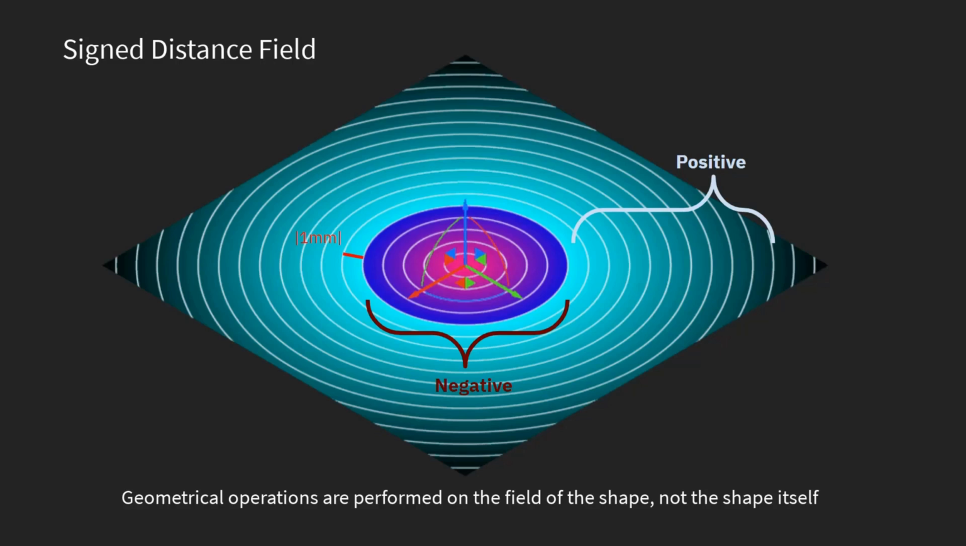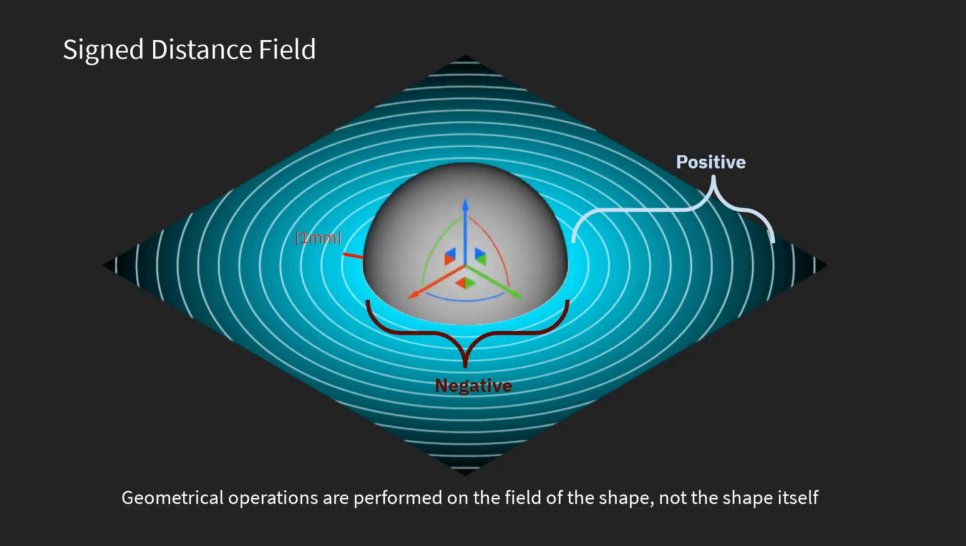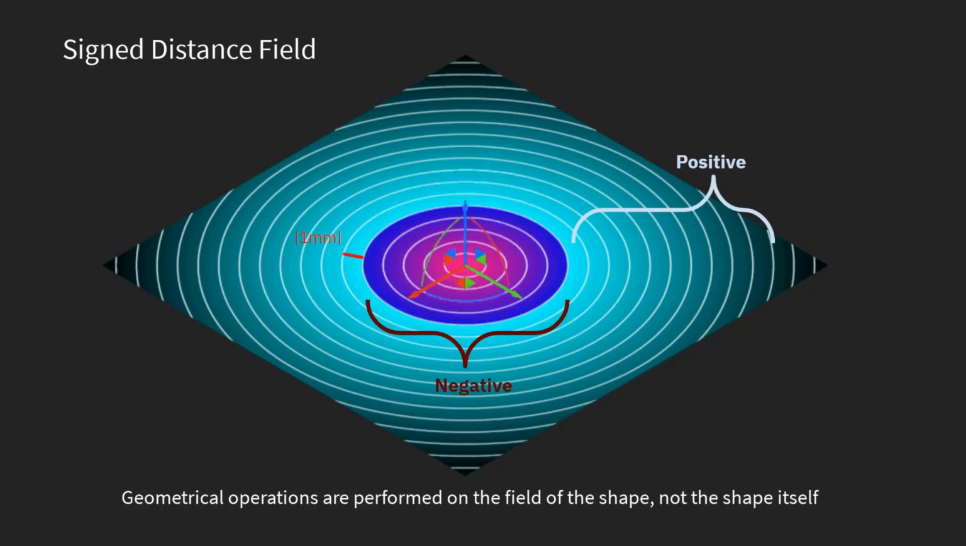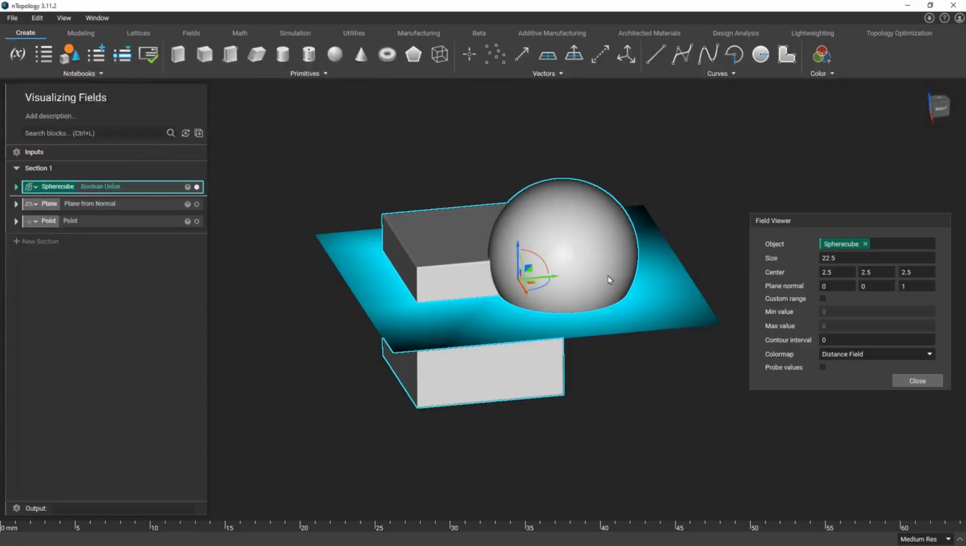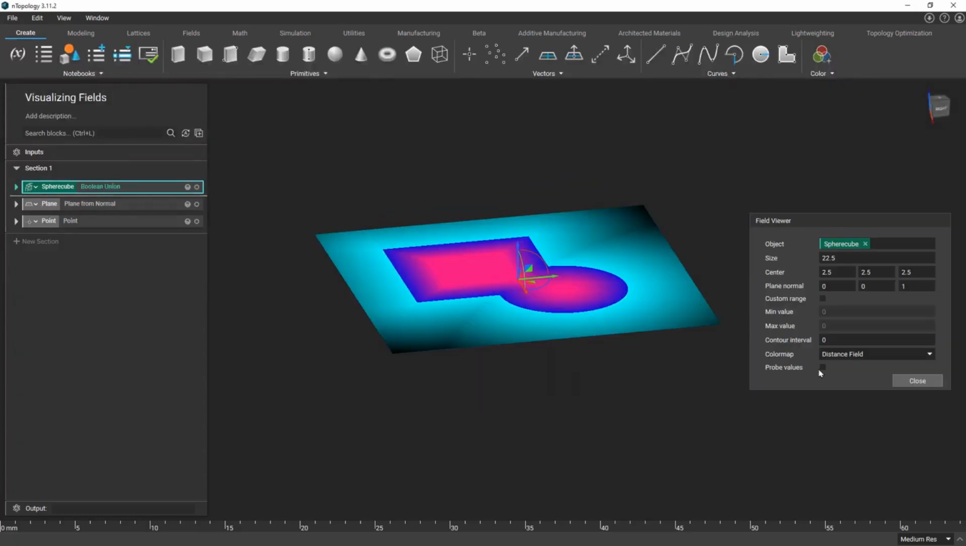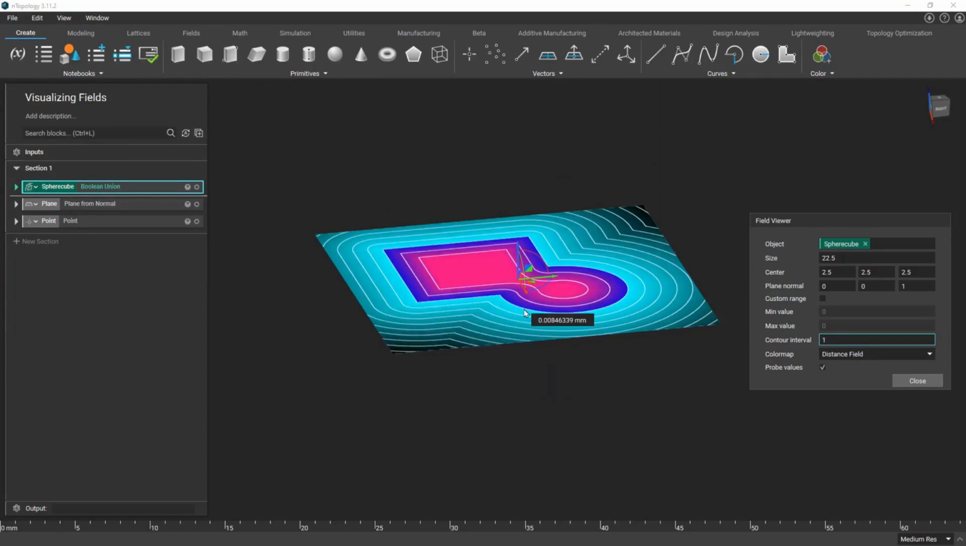So an implicit field is defined as a scalar field that describes a shape by the non-positive value of a field, and an implicit body is simply defined as a three-dimensional geometry represented by an implicit field. There's a tool inside the software for visualizing and probing the values of the field of every implicit body. This is called the field viewer.